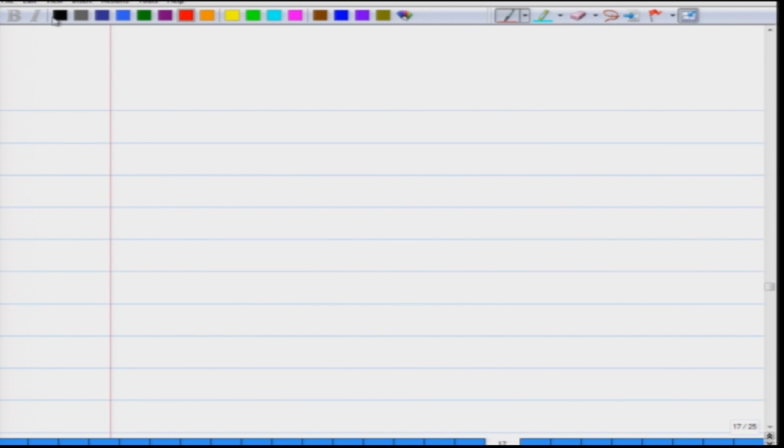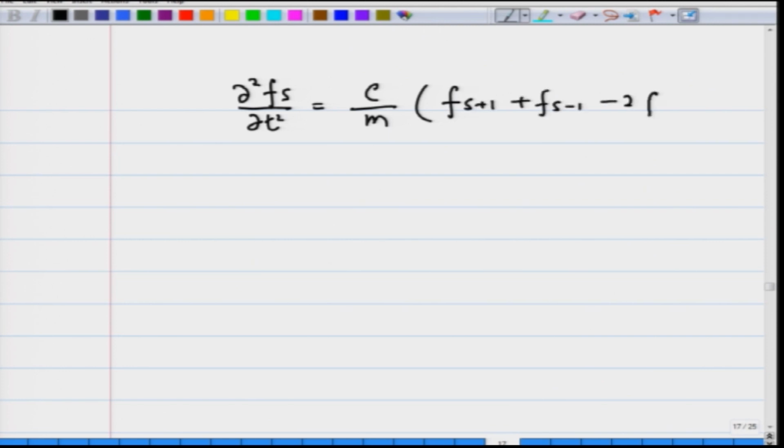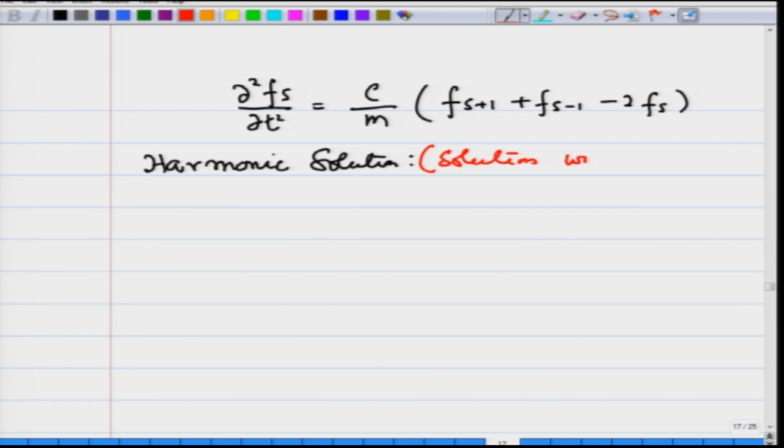So, let me write this again. I will just focus on the wave equation now. So, I am looking for d2 f_s by dt square is equal to c over m times f_{s+1} plus f_{s-1} minus 2 f_s, and I am looking for harmonic solution, that is solution with a given frequency, and let me also specify that frequency to be omega.